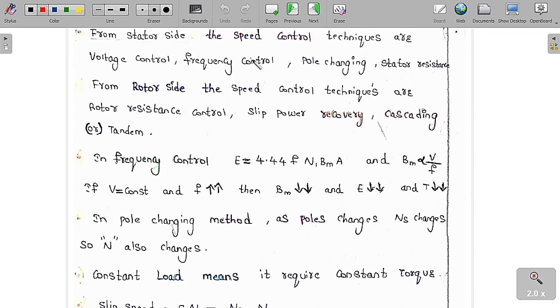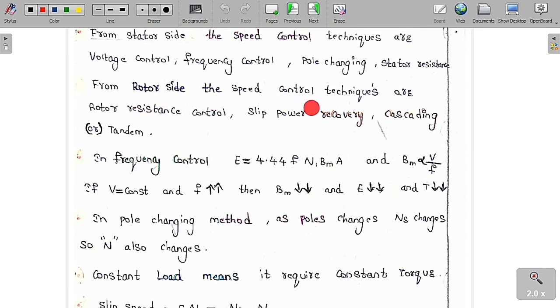So from the stator side, the speed control techniques are voltage control: if you change the voltage, torque changes and speed also changes. Frequency control: if you change the frequency, NS changes, so NR also changes. Pole changing: whenever you change the poles, NS changes, so NR also changes. Similarly, stator resistance: if you change the stator resistance, torque changes, and whenever torque changes, the corresponding speed also changes. So these are the different methods from the stator side to control the speed.